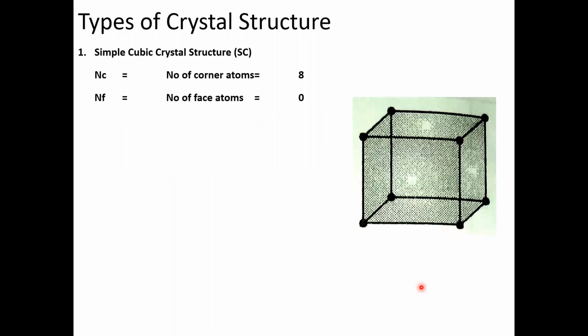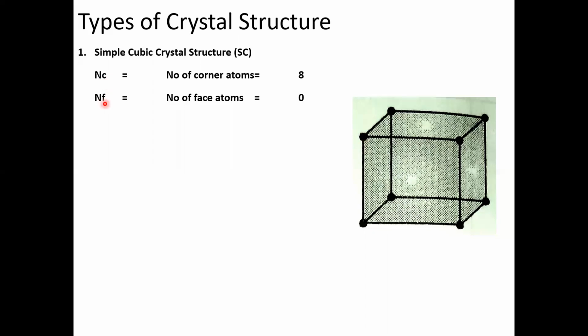Then this is the simple cubic structure. Simple cubic has only 8 corner atoms. In the simple cubic crystal structure, how many corner atoms are there? 1, 2, 3, 4, 5, 6, 7, 8. That is denoted by the letter NC. NC stands for number of corner atoms.